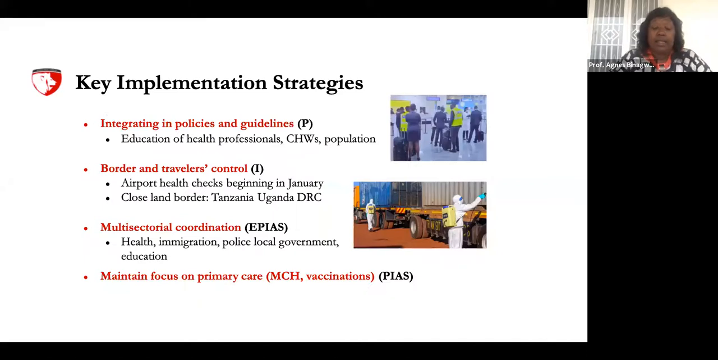Another is integrating the new guidelines and policies into the existing ones, meaning education of health professionals, of community health workers, and of the population. It's also controlling the borders.